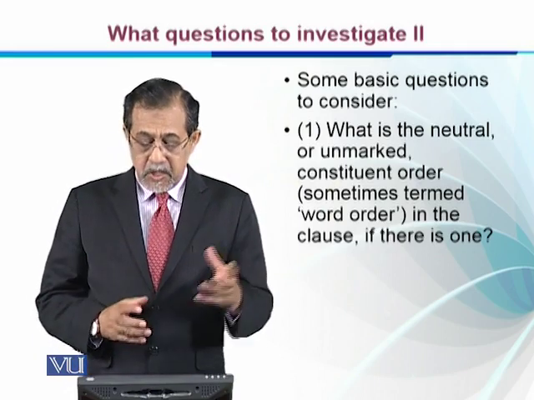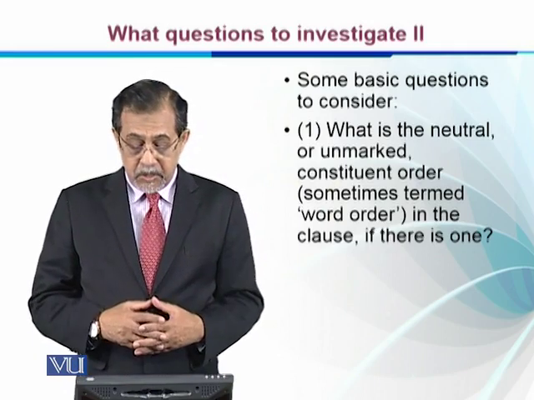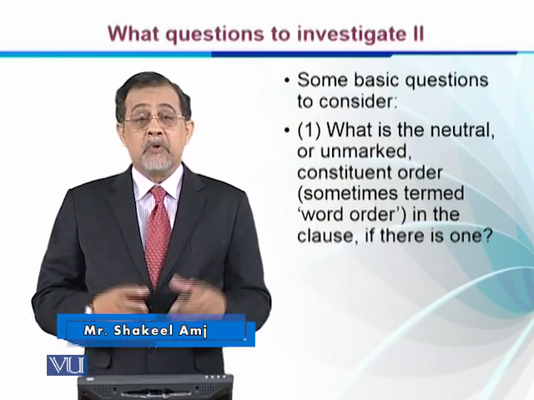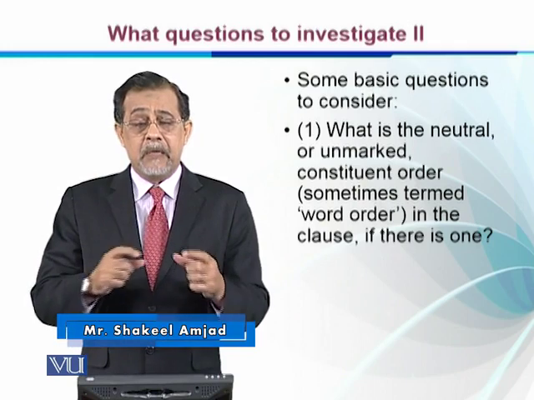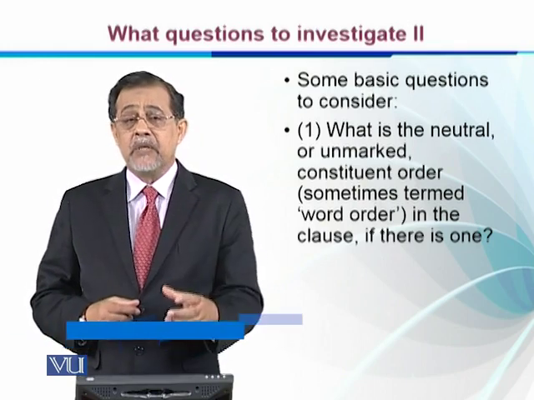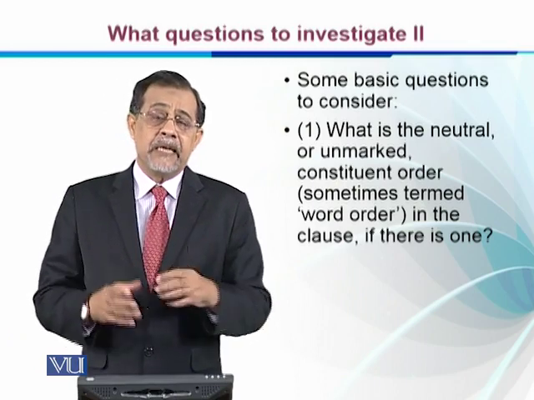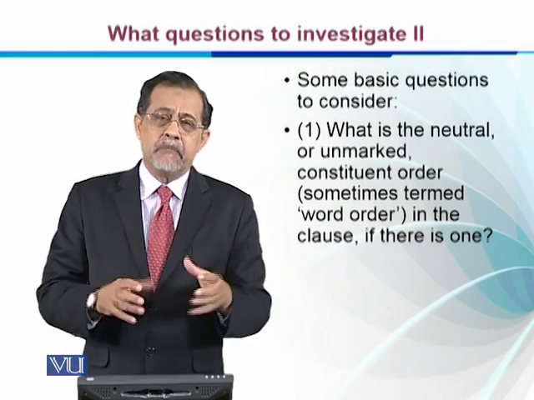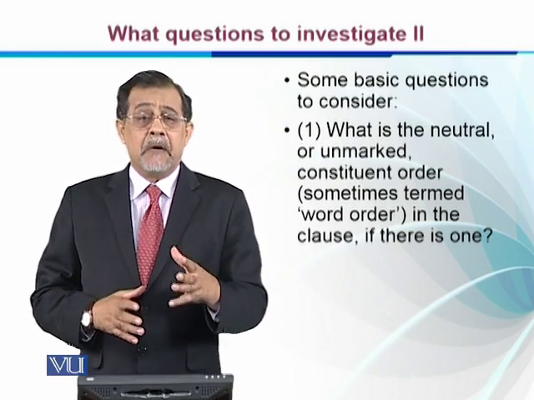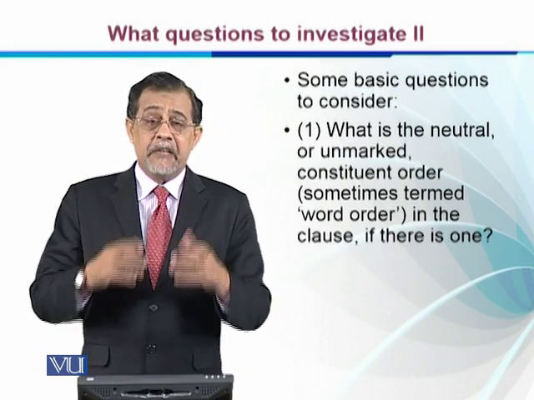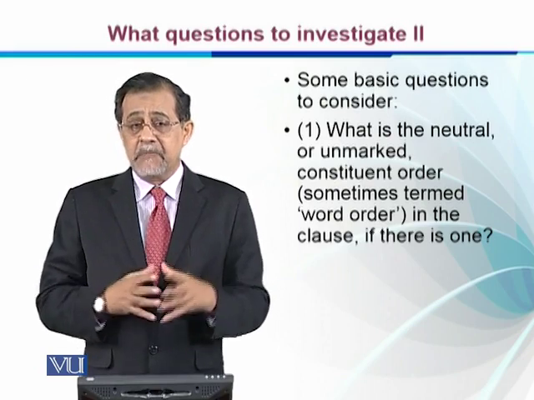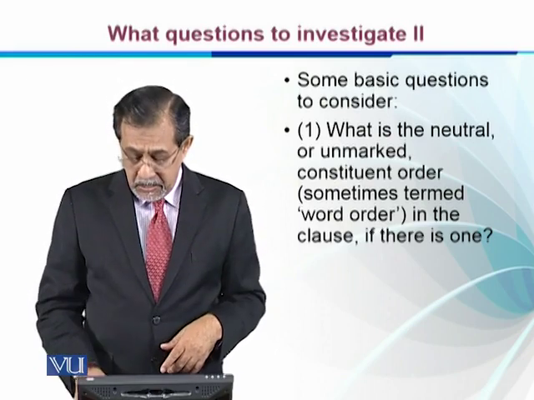For example, what is the neutral or unmarked constituent order in that clause, if there is one? So we can look at the word order of a language. Obviously, we have looked at English. English is an analytical language, so we can spot words. However, if we are dealing with some synthetic language like Arabic or any other, we may have difficulty, because analytical languages are easy because the word order is very clear.